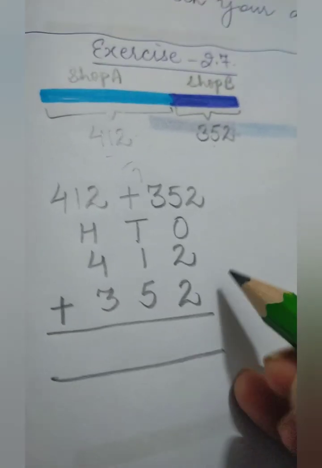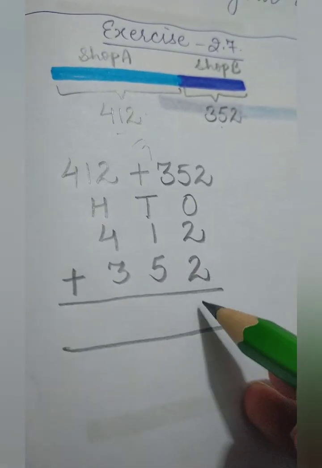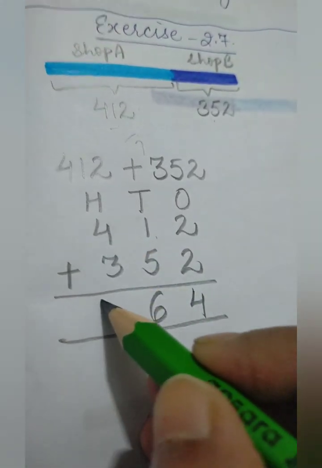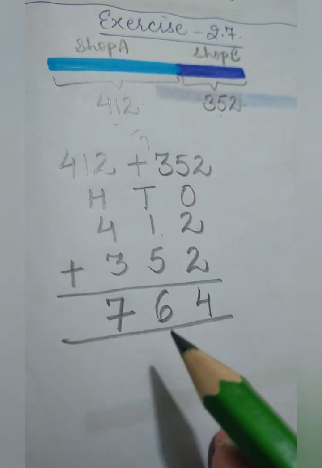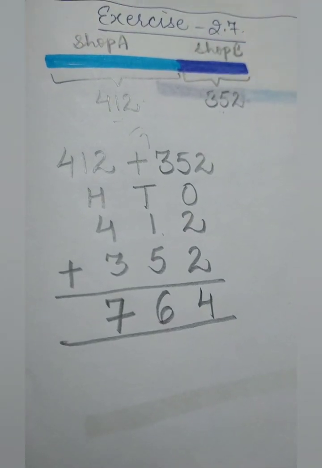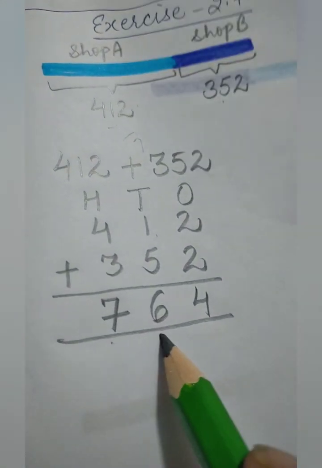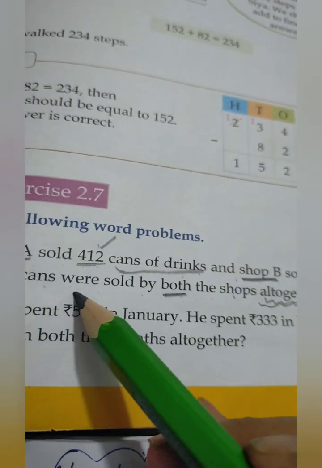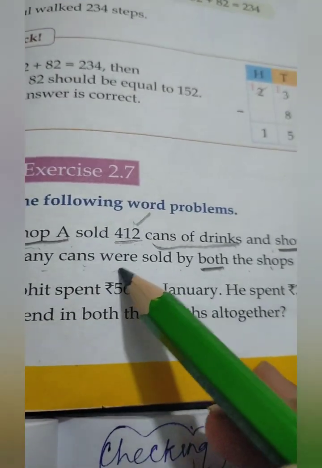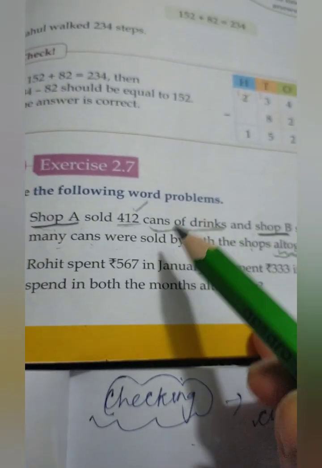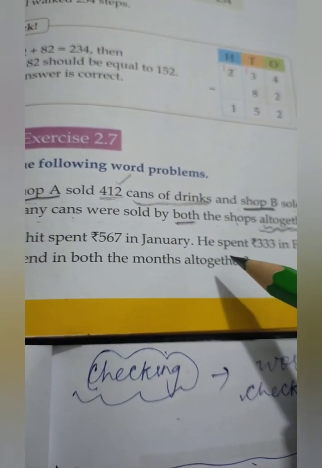Yes, when we add, what do we get? 2 plus 2, 4. 1 plus 5, 6. 4 plus 3, 7. Now the total cans sold by both the shops all together is 764. We will write the answering statement from the question only. Here it is: how many cans were sold by both the shops all together. What will we write in the answering statement?